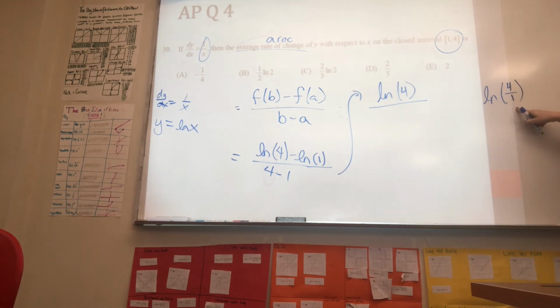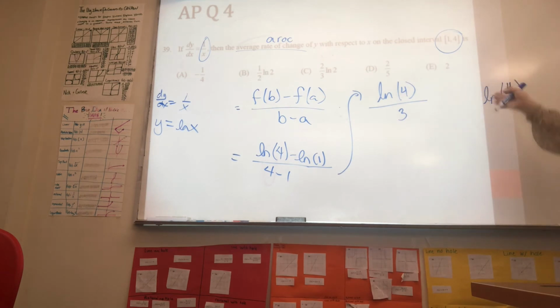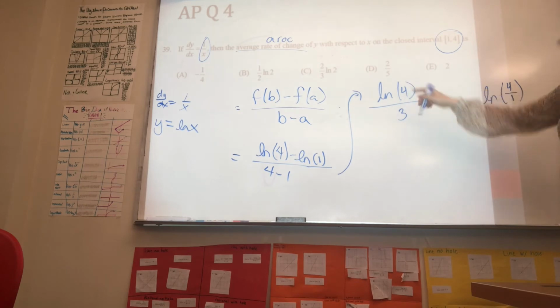This is the log rule. Not ln on top and ln on bottom, but ln of the top one. You with me? Now why is the answer C? Because I can change 4 to 2 squared.